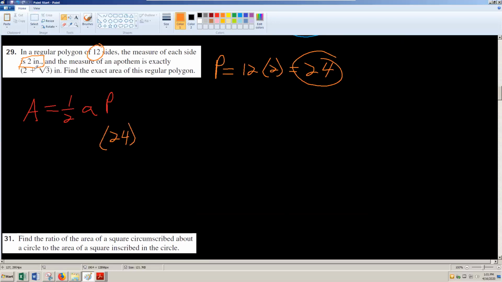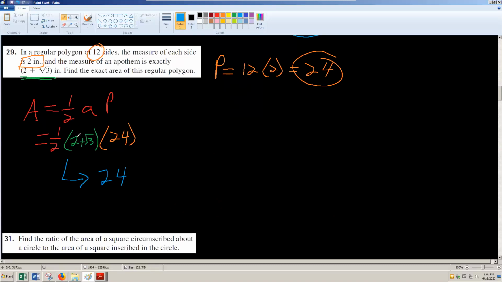And then I'm given my apothem, which is 2 plus √3. Please just keep in mind that the 2 and the √3 cannot be added, so we're going to leave it as 2 plus √3, albeit a little squish there. And here's my 1/2. So now I'm just going to do the multiplication. So personally, I would do 1/2 times my 24, and that's going to give me 12. And then I would do 12 times each of these things.